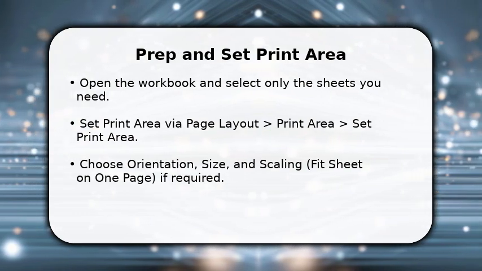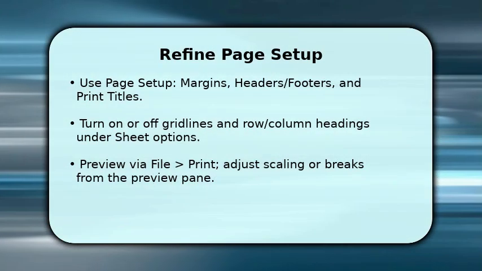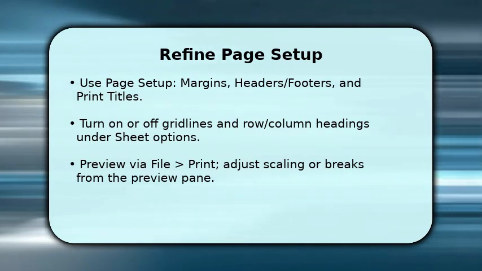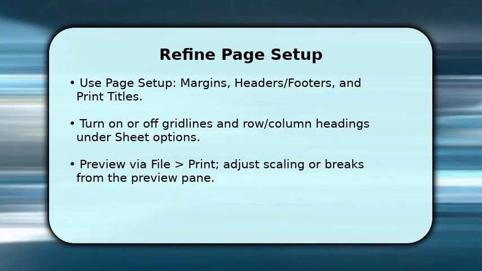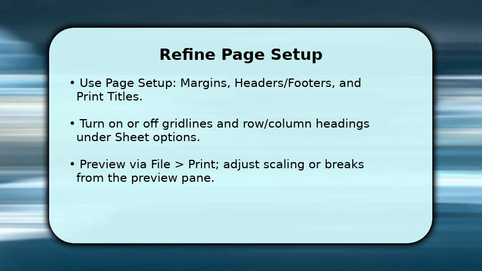Next, refine how the content appears by opening Page Setup and adjusting margins, and adding or editing headers and footers for titles or page numbers. Make a deliberate choice about printing grid lines and row or column headings. These change readability. Use print titles to repeat header rows on each page. After adjustments, go to File Print for a live preview. There you can tweak scaling and move page breaks until every page looks correct.